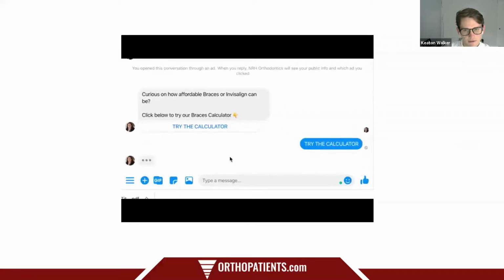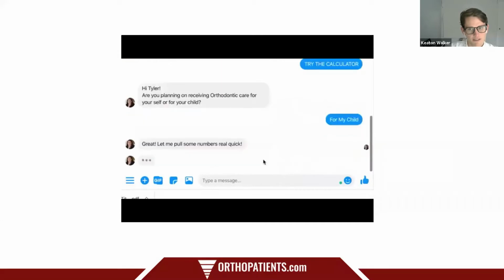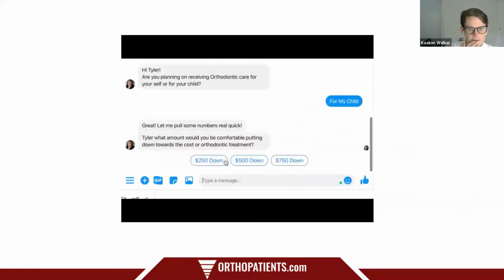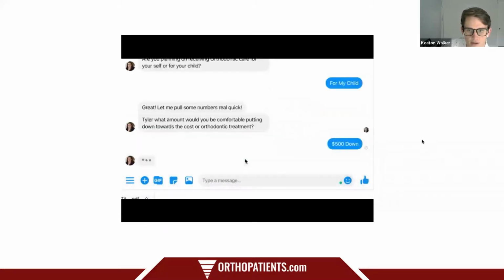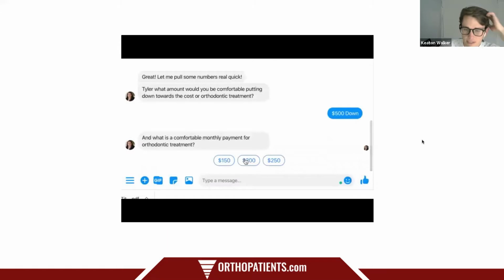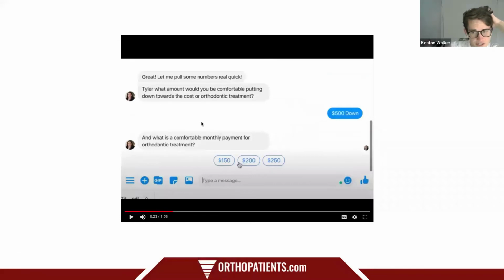And sorry, this is a little bit slow, but we're going to talk about it as it goes. So they say for my child or for me. And then this is where they can choose a potential down payment and a potential monthly payment. If you see here, on this one it was $250, $500, and $1,000. And then it says, what is a comfortable monthly payment for orthodontic treatment for you? And this is the part that's customizable.